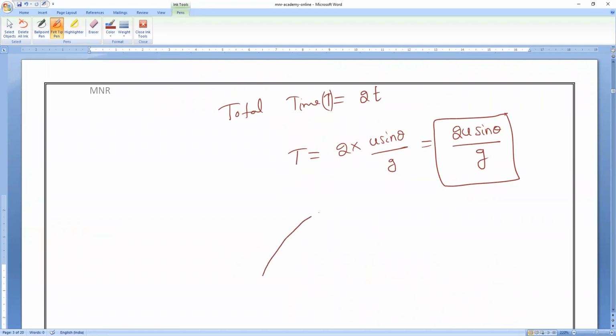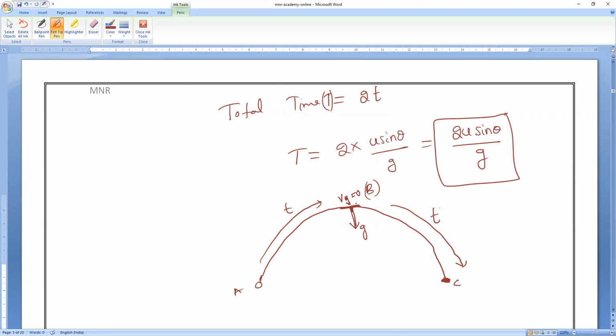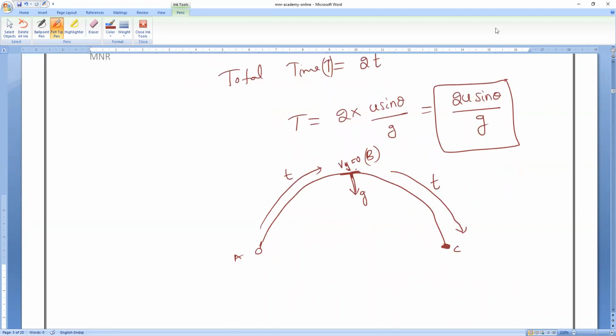So time of flight from A to B and again from B to C. This is the point A. After reaching the maximum height, the final velocity is 0. From A to B we consider time t. Then once it reaches the ground, that point is B to C, which is also time t, an equal interval. So t plus t is equal to 2t. Understand? That is what you have to remember. Any doubt, guys? Ask me. Clear?